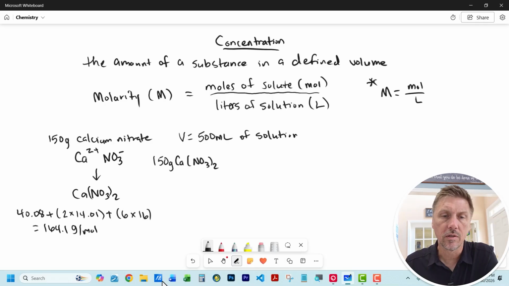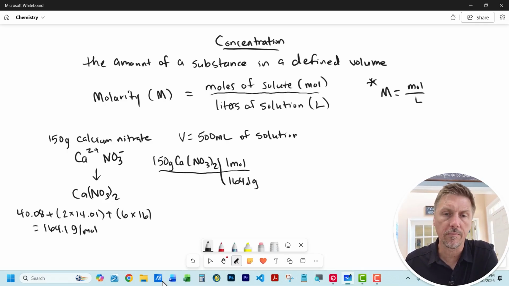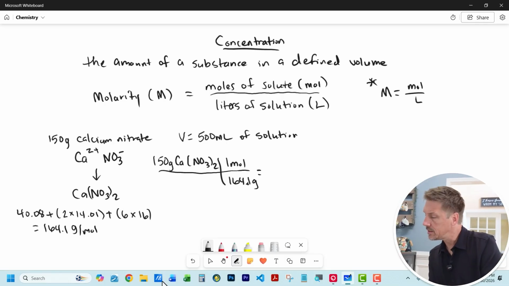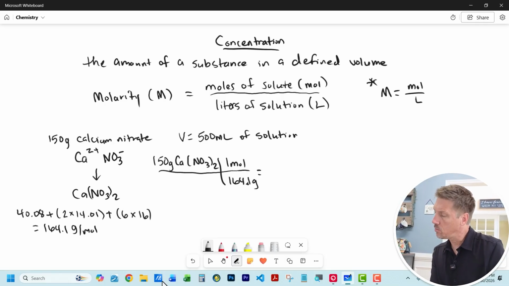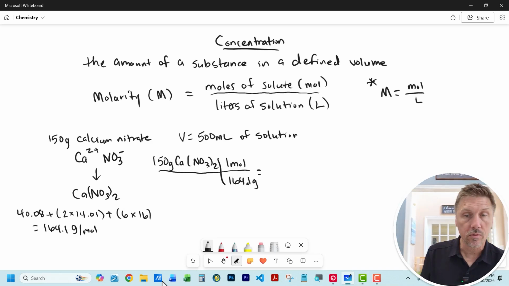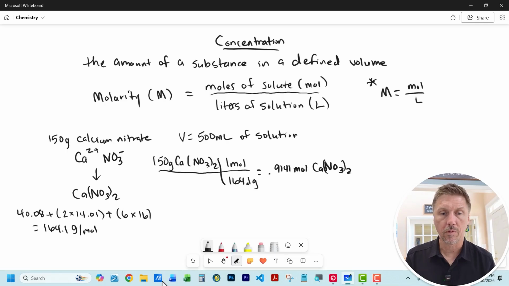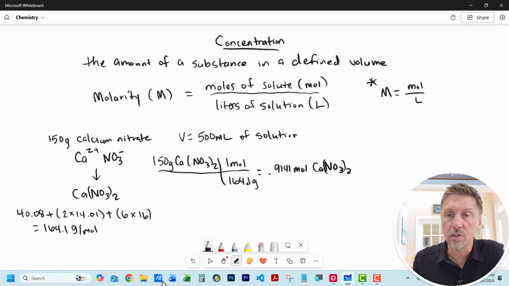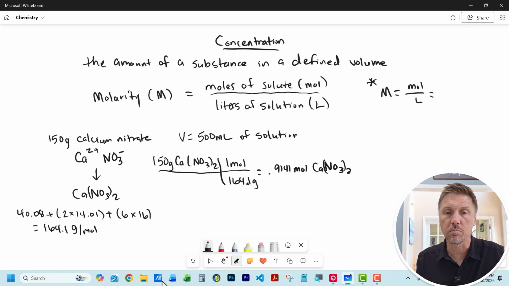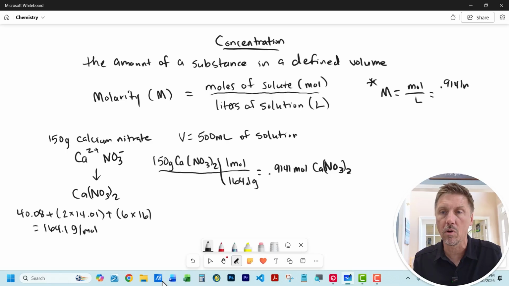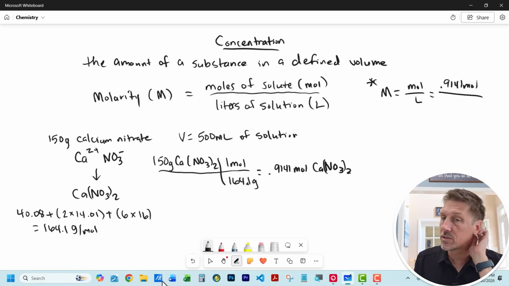So to convert 150 grams to moles, we would say 150 grams of calcium nitrate, and just for space's sake, I'm not going to write down calcium nitrate after the moles and after the grams, over 164.1 grams. When we do the math with that, we get 0.9141 moles of calcium nitrate. That's going to give us the unit up top here, so we can just plug that in: 0.9141 moles of calcium nitrate, divided by the liters of the solution.